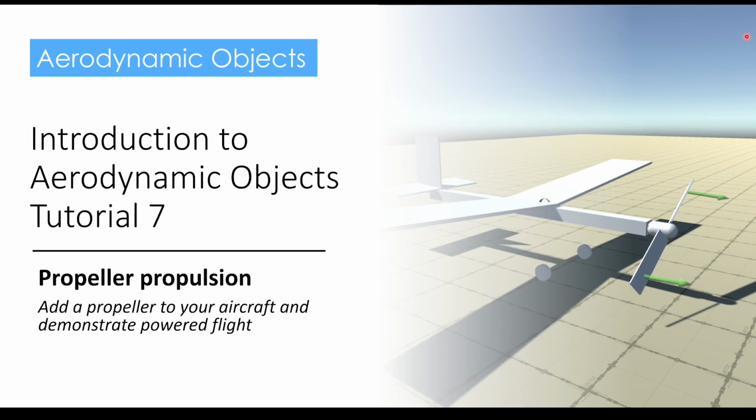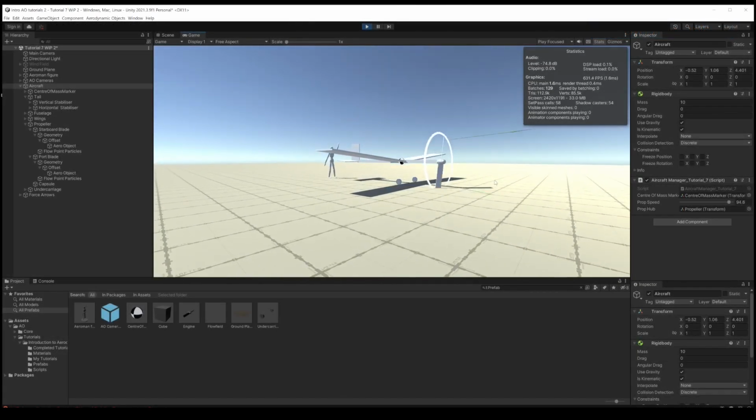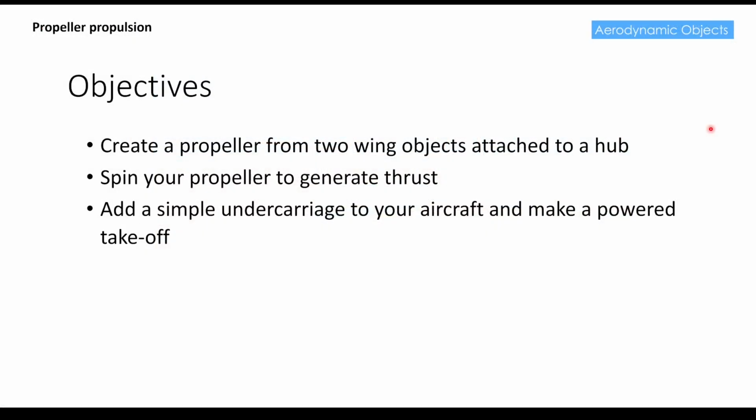Introduction to Aerodynamic Objects, Tutorial 7, Propeller Propulsion. In this tutorial you're going to add a propeller to your aircraft and demonstrate powered flight. Our objectives are to create a propeller from two wing-like objects and attach it to a hub, and then we're going to spin this propeller and generate thrust.